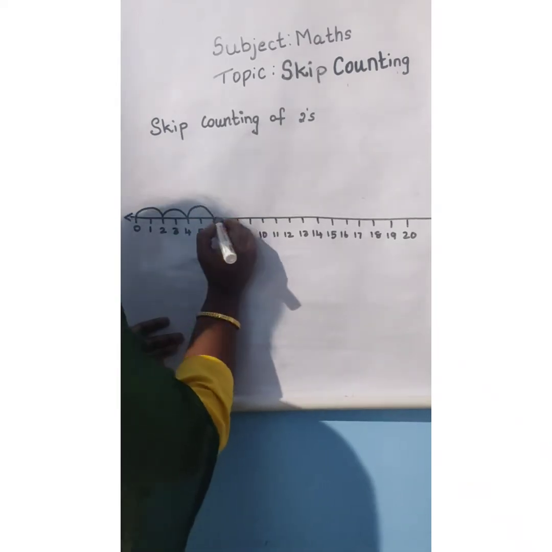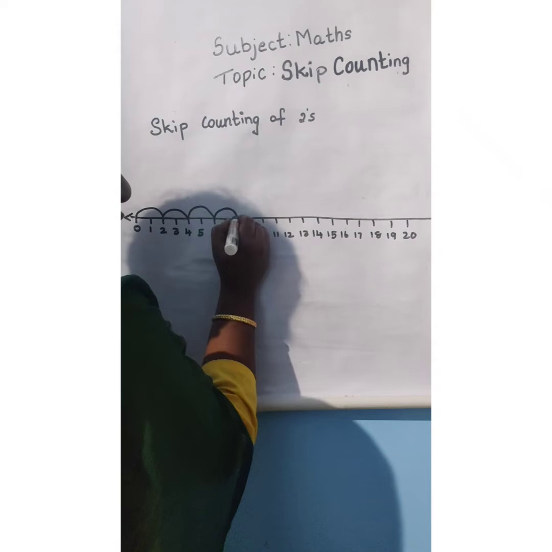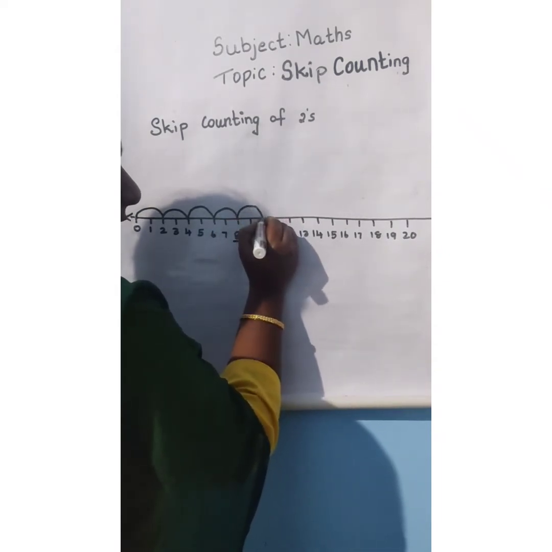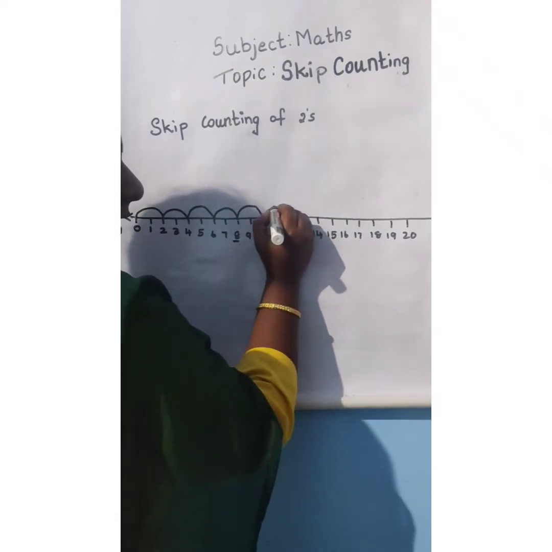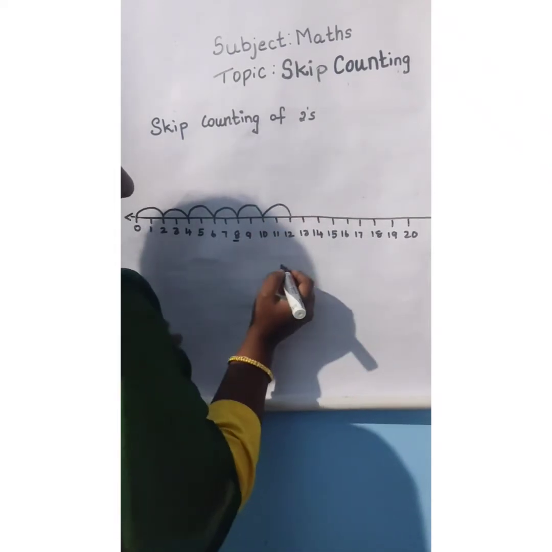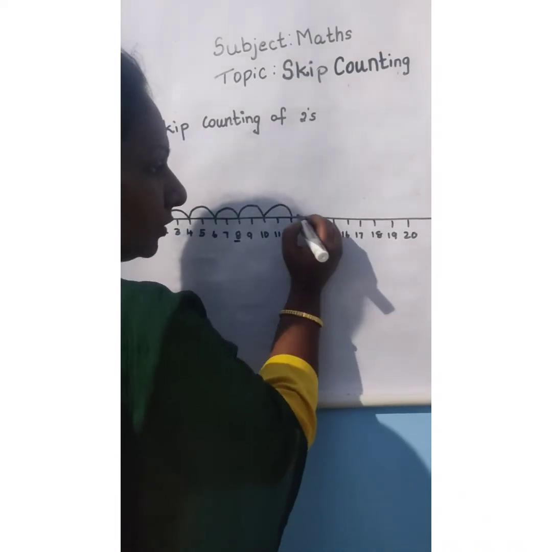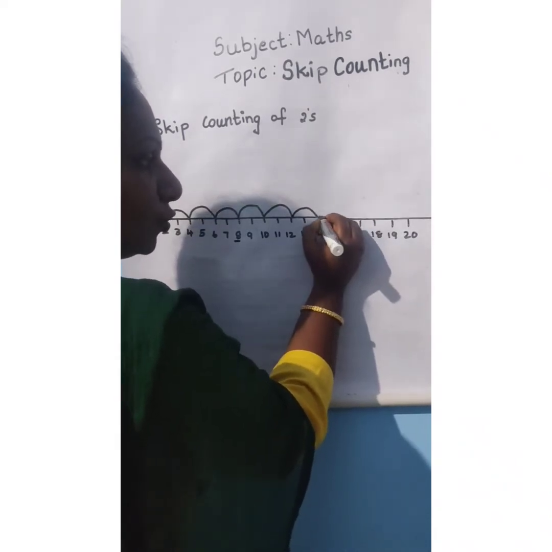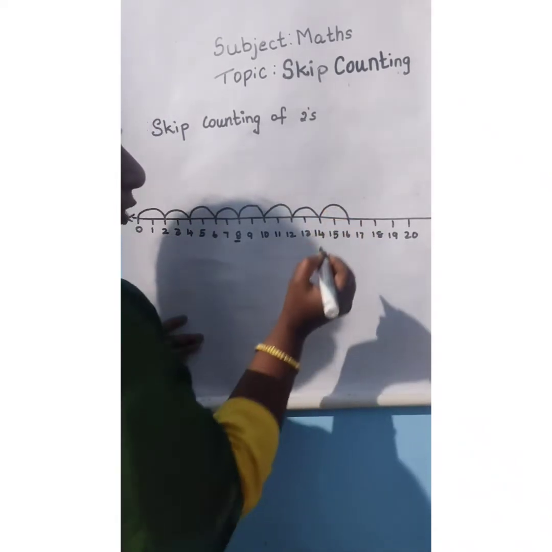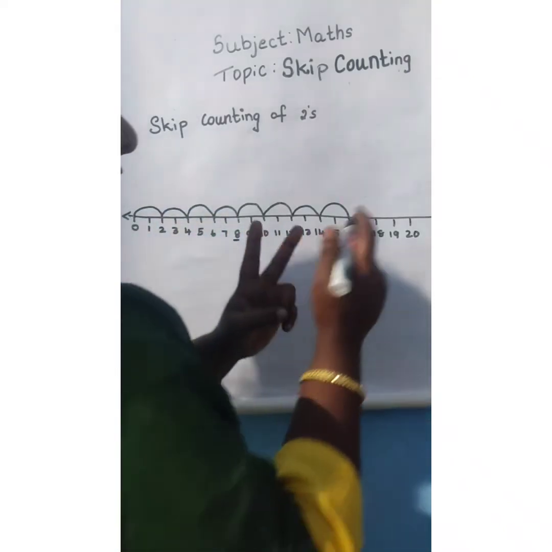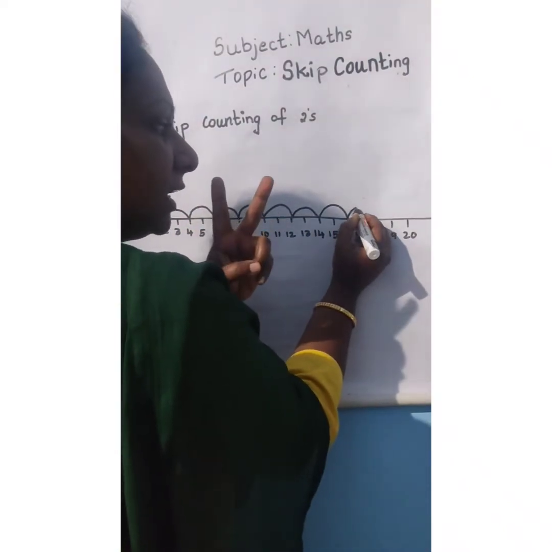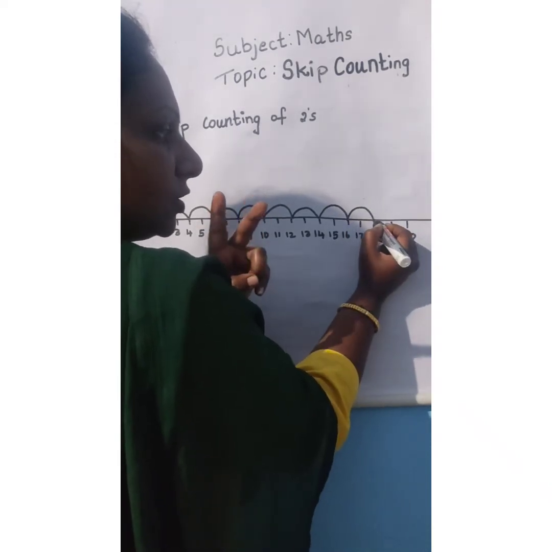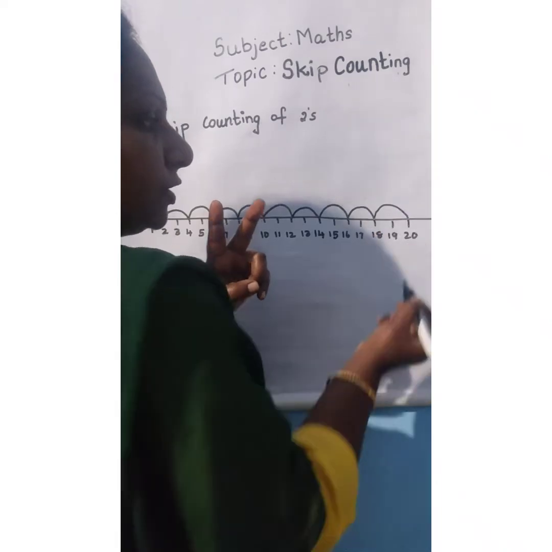1, 2. Then 1, 2, 8. Next is 1, 2, 10. The next is 11, 12. Okay, so the next is 13, 14. Then 15, 16. So 2 numbers you have to count. The next one is 17, 18. So you have to jump to 18. The next one is 19, 20. Okay, so you have to jump to 20.